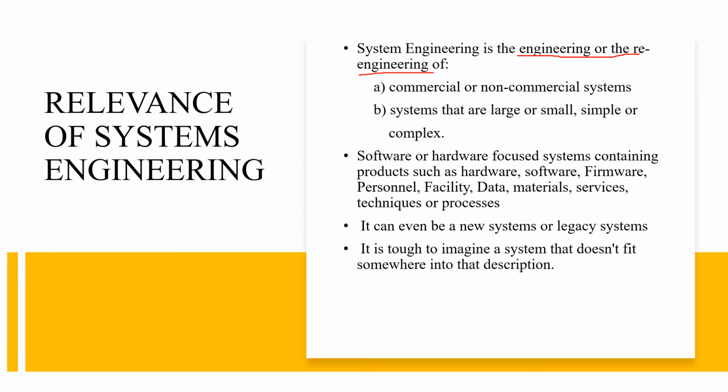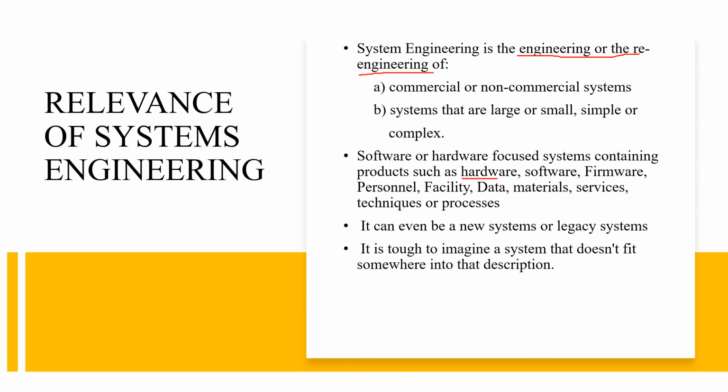So it is applicable to software or hardware based systems that can include products which are based on hardware, software, firmware, personnel, facility, data, materials, or any other kind of services, techniques or processes. So it is open to all types of systems. And the main aim is re-engineering an existing product. By re-engineering an existing product, we can improve the performance of the product and solve the problem that is being faced at present with the existing system, or we can find a new solution, that is a new system, to the existing problem.